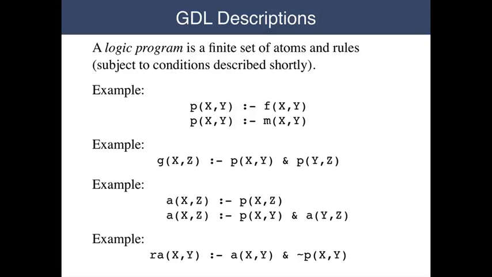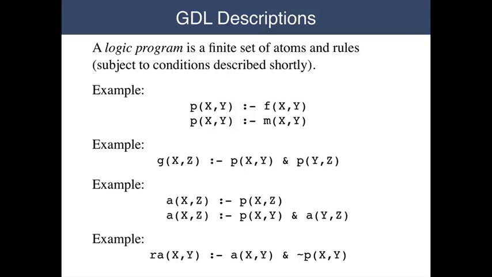In the second example, we define grandparent in terms of parent, as we saw before. In the third, we define ancestor in terms of parent. Note that the definition in this case is recursive. And finally, we define remote ancestor as any ancestor that is not a parent, using the not symbol.